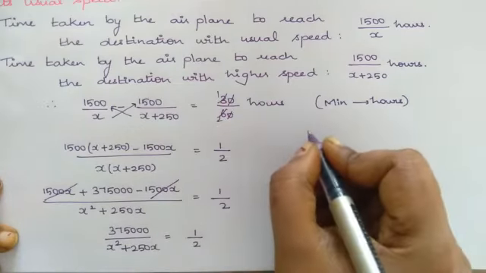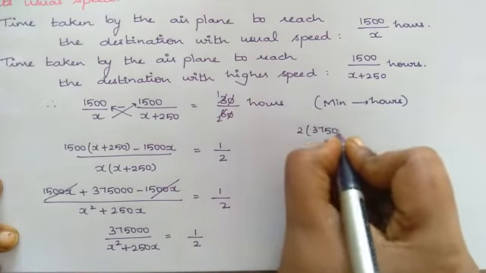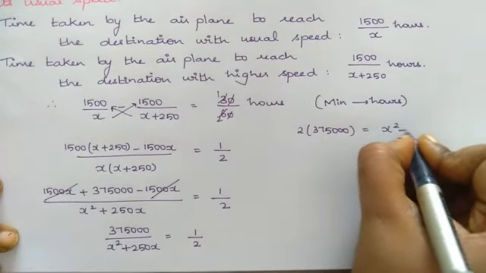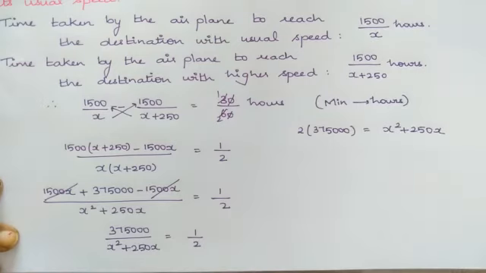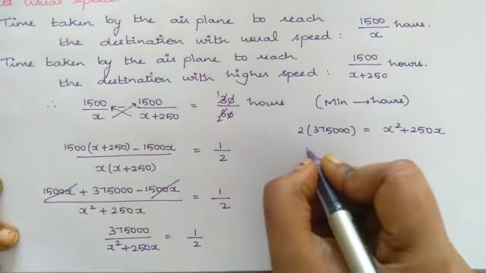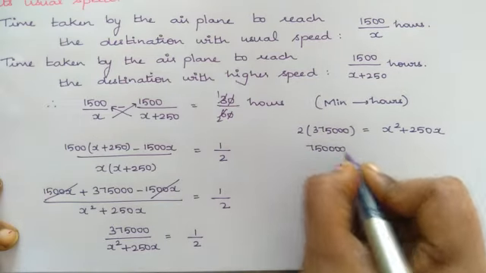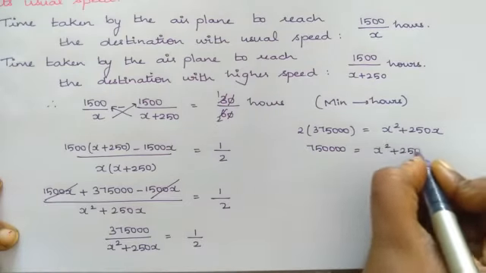X square plus 250x will be multiplied with the opposite numerator. So I am writing it here. So this will become 2 into 3,75,000, which is equal to 1 into x square plus 250x, which is x square plus 250x. That's it. So now 2 into 375, 750 followed by 3 zeros, which is equal to x square plus 250x.